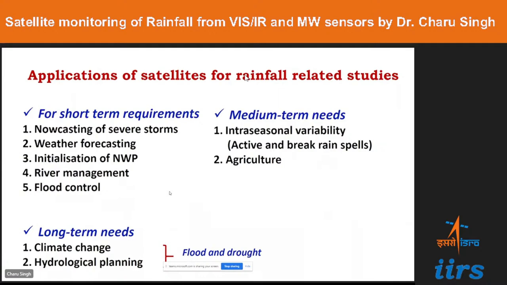Then there come the medium term needs like intra-seasonal variability. Suppose we would like to monitor the active and break rainfall spells, we can go for the satellite data sets. And also for agriculture, there are long-term needs like climate change and hydrological planning. For climate change, we may look into the flood and drought years, which come under the category of interannual variability of rainfall.